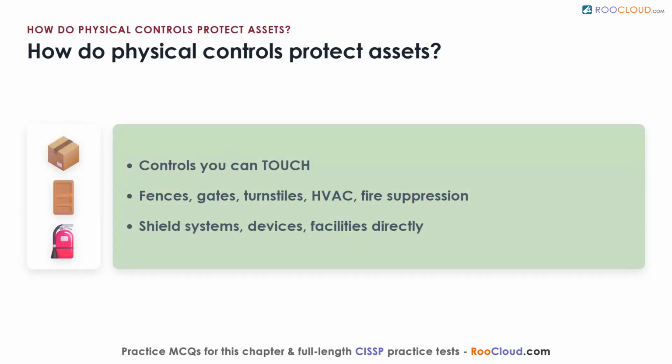So how do you actually protect all these assets? You use 2 broad families of control. Physical controls are the ones you can touch, like fences, gates, turnstiles, and even heating and fire suppression that guard the environment. They shield systems, devices, and facilities directly. A locked server room with a cipher lock is a perfect example. It protects the hardware, and by extension the data and applications that hardware holds.